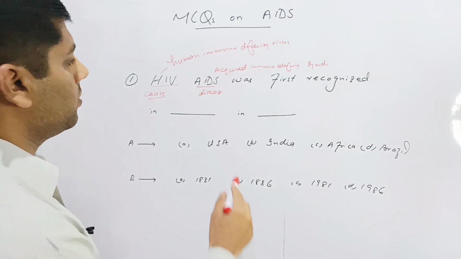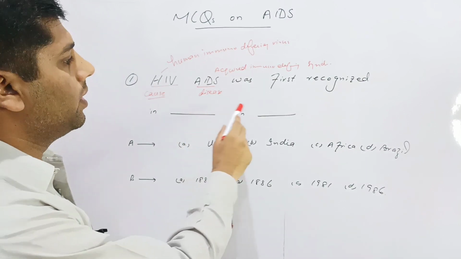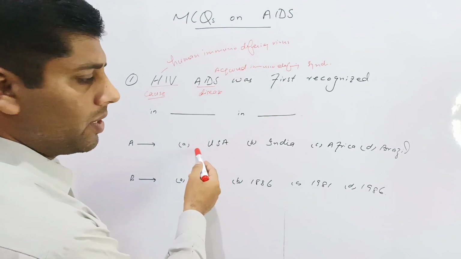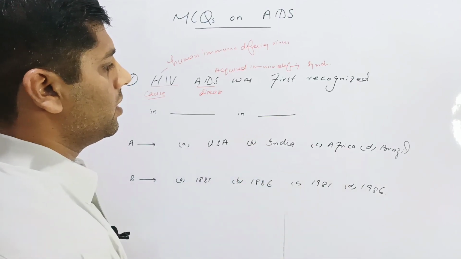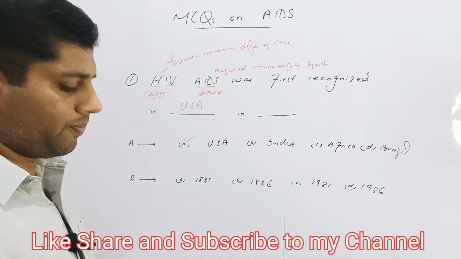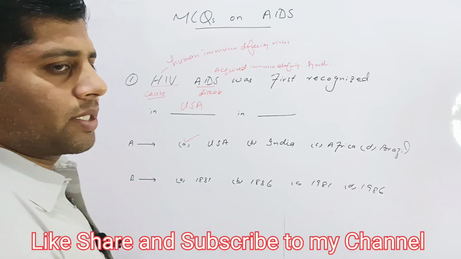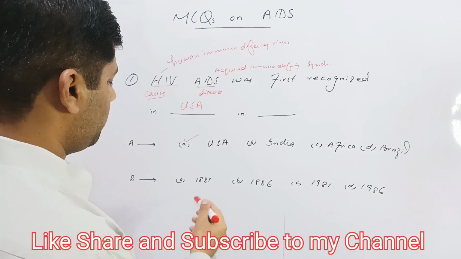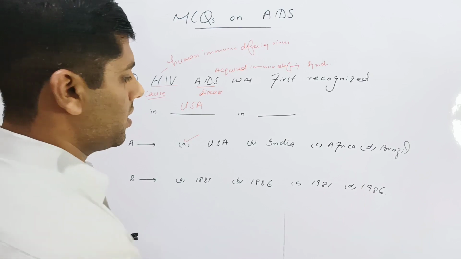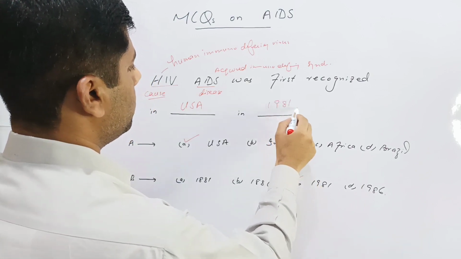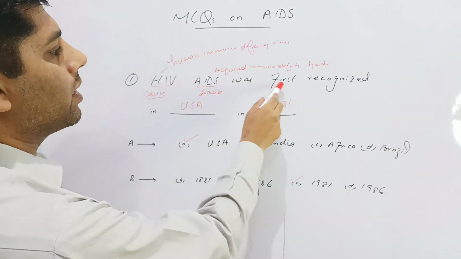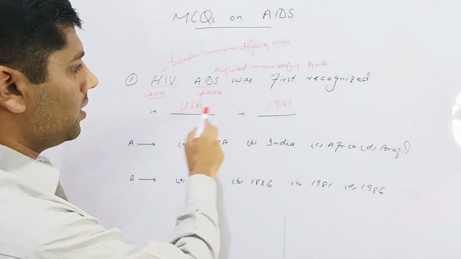So he's asking about the country of origin or recognition and year of recognition. So AIDS was first recognized in the options given: USA, India, Africa, and Brazil. The correct option is USA. As far as year is concerned, the options given are 1881, 1886, 1981, and 1986. So AIDS was recognized in 1981. By completing your answer, we can say that HIV/AIDS was first recognized or reported in USA in 1981.